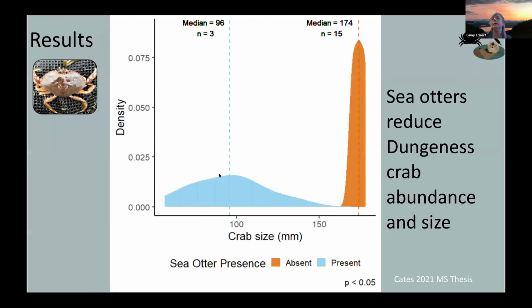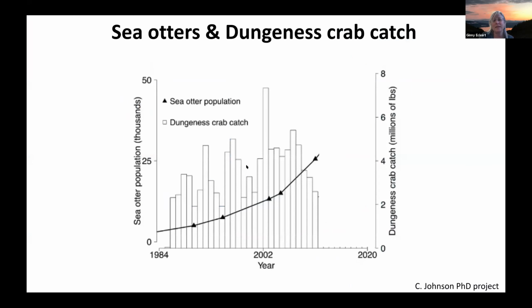We've been looking at Dungeness crab abundance in eelgrass beds, and we see a very similar thing to what Tracy found, that when sea otters are absent, the crabs are much larger than when they're present. We find small crabs in the presence of sea otters. And then this maybe is the picture that you guys want, but you'll see I actually don't have the answer for you.